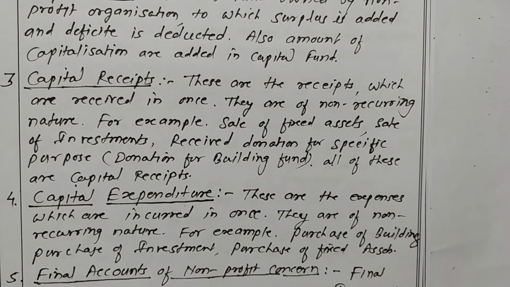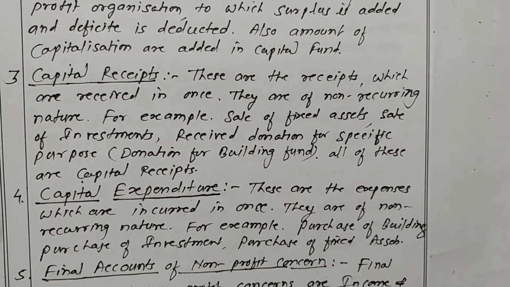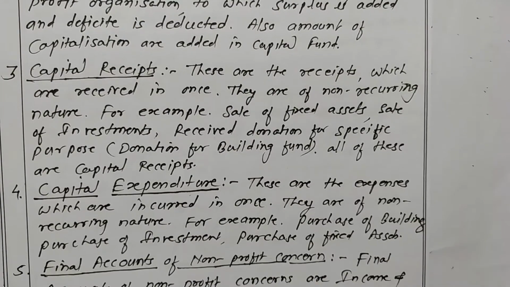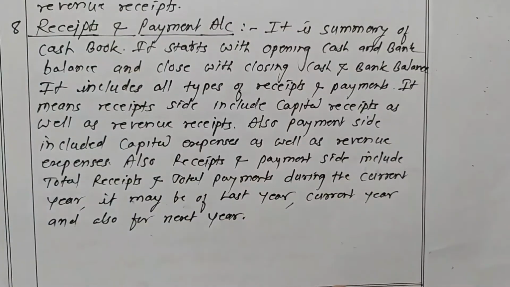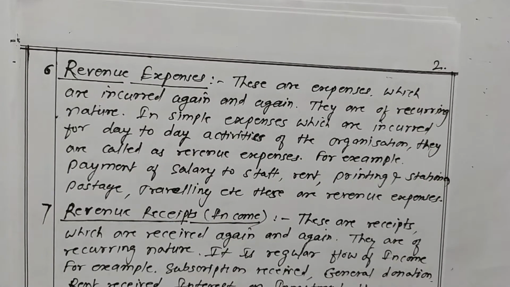Now, what is capital expenditure? These are the expenses which are incurred once, which are of a non-recurring nature. For example, purchase of building, purchase of investment, purchase of fixed assets, etc. Now, what are the final accounts of a non-profit concern? The final accounts of a non-profit concern are the income and expense account and a balance sheet. Now, what are revenue expenses? These are the expenses which are incurred again and again. They are of a recurring nature. In simple words, expenses which are incurred for the day-to-day activities of the organization are called revenue expenses.